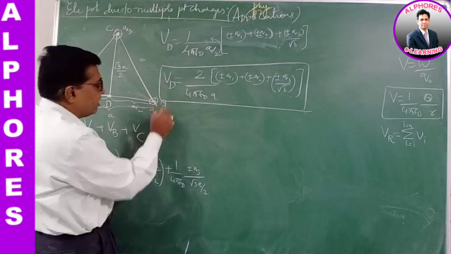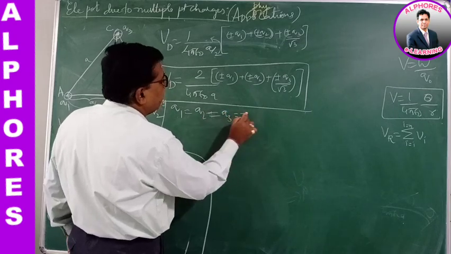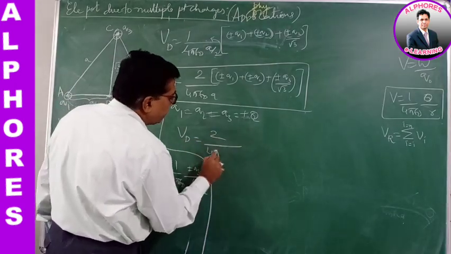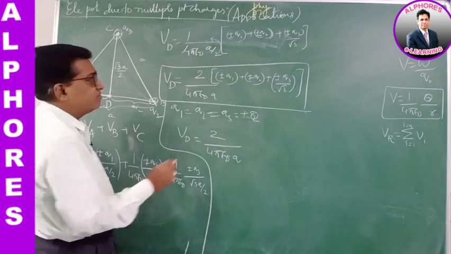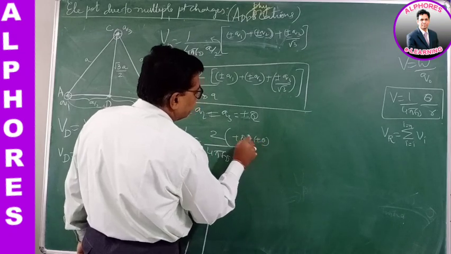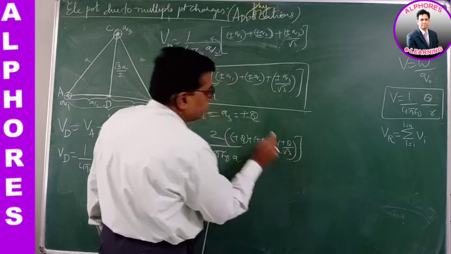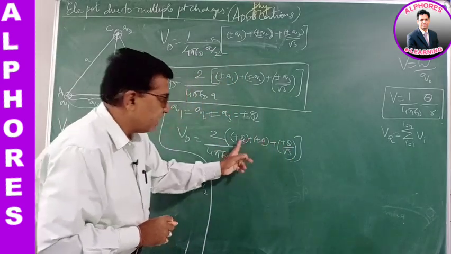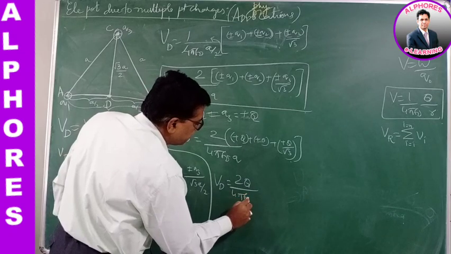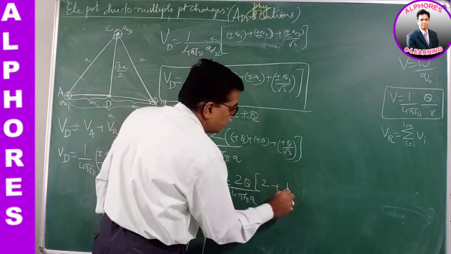Achha, what if all the charges are equal? If Q1 is equal to Q2 is equal to Q3, all equal to plus Q, then the potential at D is 2 by 4 pi epsilon naught A, which remains common, then plus Q, plus Q, and this is also plus Q by root 3. Even Q you can take common out. So the potential at D is 2 Q by 4 pi epsilon naught A. Here Q has come out: 1 plus 1, 2, plus 1 by root 3.